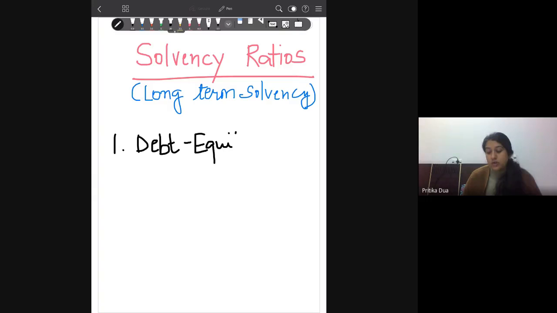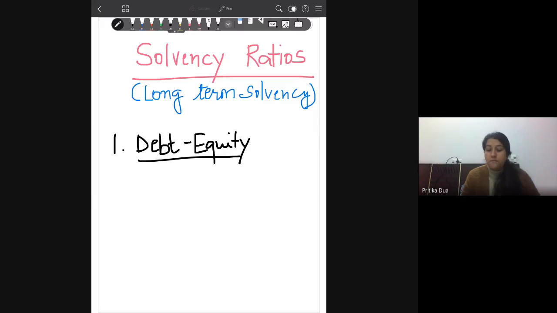When I say long term liabilities, I'm talking about the long term debt taken by the firm vis-a-vis the equity of the firm. So, as the name suggests, debt equity ratio will be debt divided by equity of the firm.